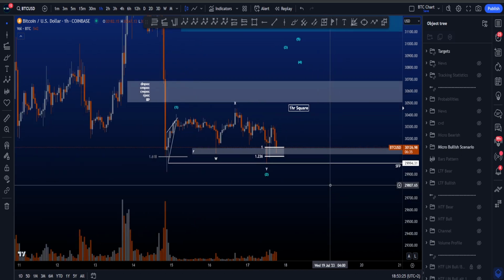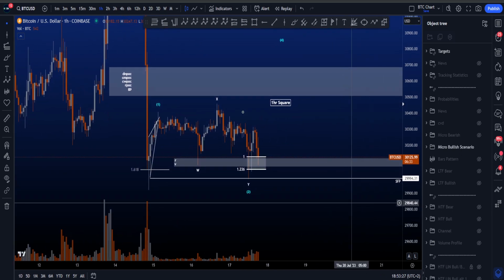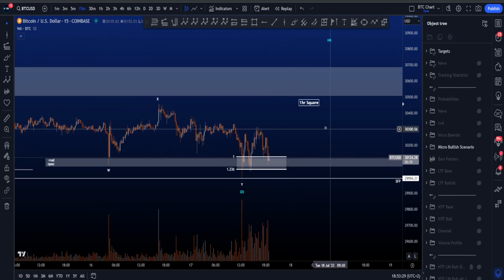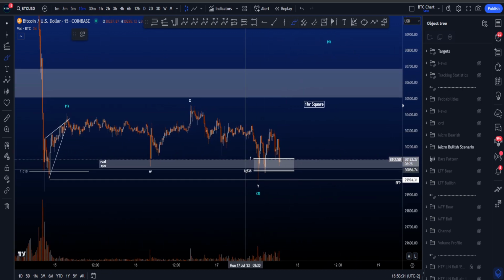Of course, that can be confusing, but we'll get to the probabilities of the different scenarios at the end of this video. But in this particular scenario, you want this to be the low of wave 2, and you now look for a wave 3 to the upside.